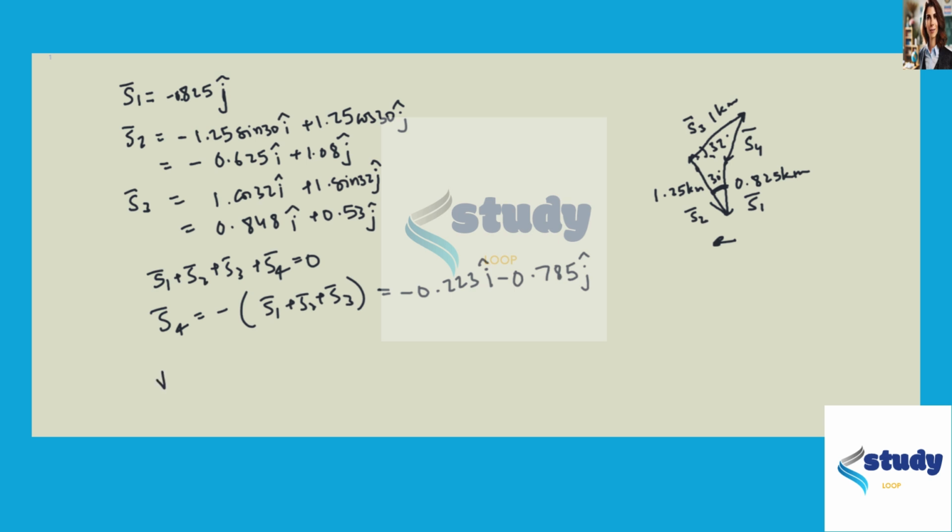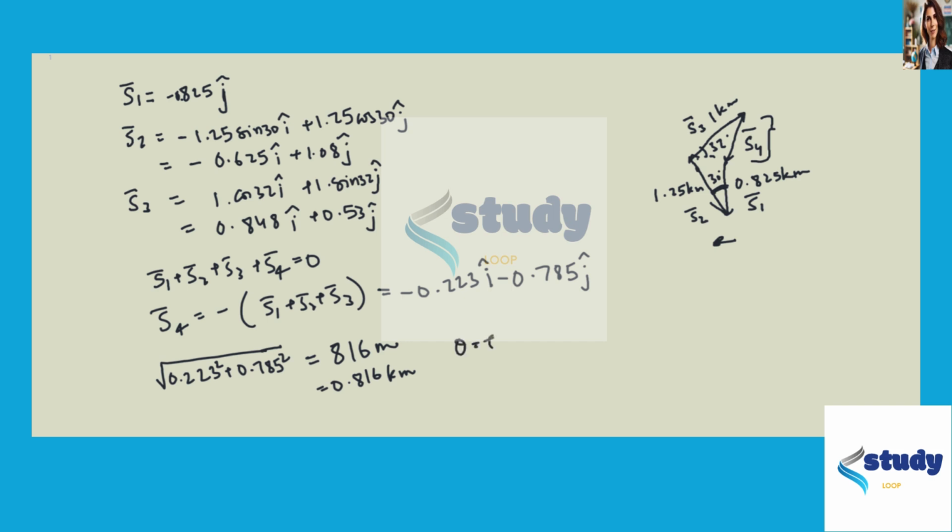Now, the magnitude of this vector can be found using Pythagoras theorem, and it would be the square root of 0.223 squared plus 0.785 squared, which turns out to be 816 meters or 0.816 kilometers, which would be the length you have to walk to get back to the oak tree.